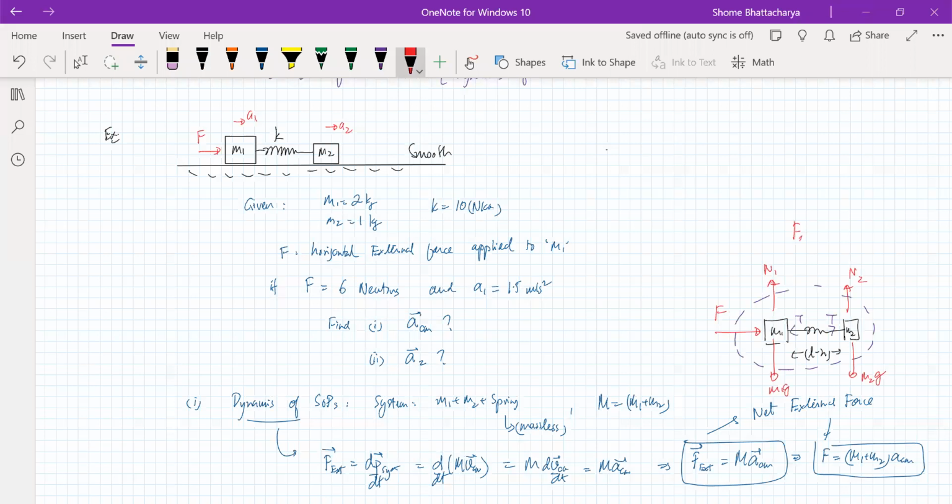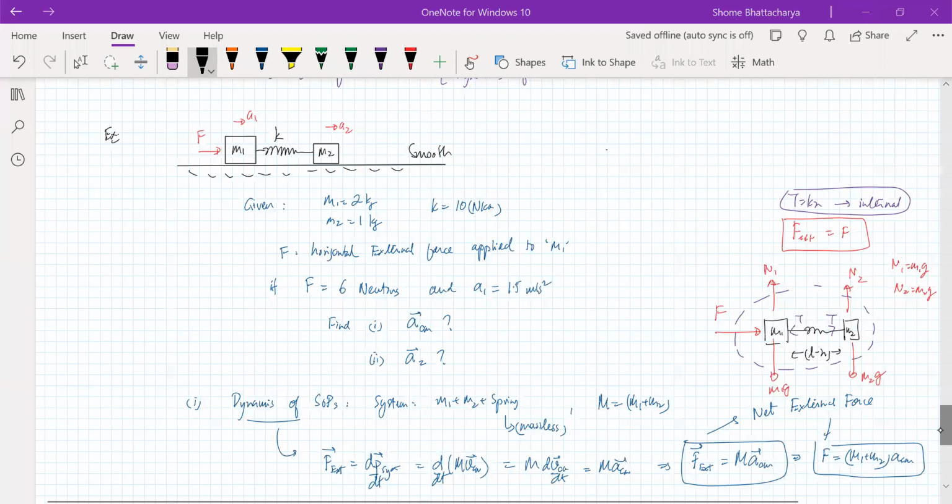So these are the external forces. The net external force is only F, because N1 balances M1G and N2 balances M2G. Whereas the tension in the spring, which is Kx, that is internal. So we don't need to include that in our system dynamics.